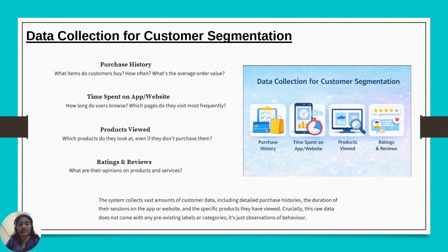How the data is collected for customer segmentation. To understand customers, the system collects various types of data. It records purchase history, such as what products customers buy, how often they purchase, and how much they spend. It tracks time spent on the app or website, which indicates customer interest and engagement. It also observes products viewed even if the customer does not make a purchase. This helps to understand the preferences of the customer.